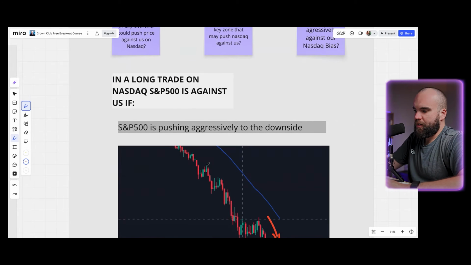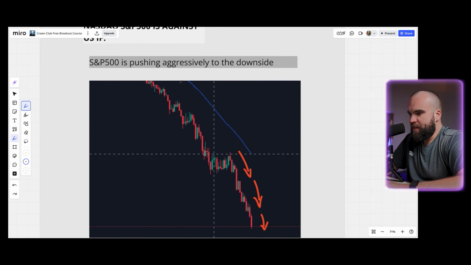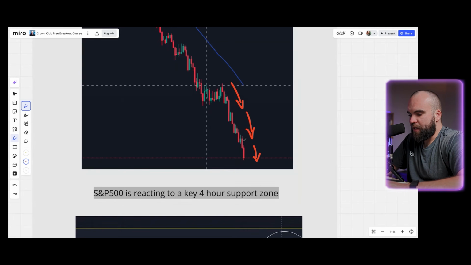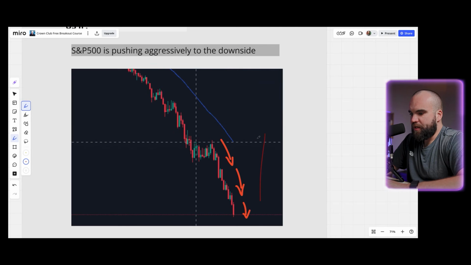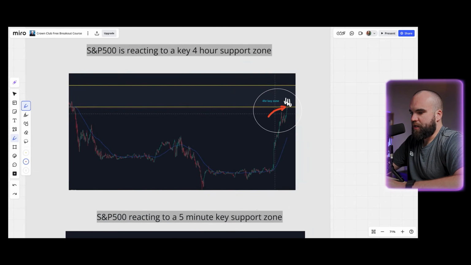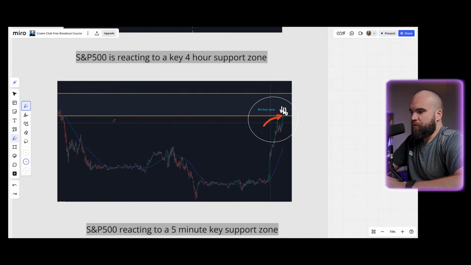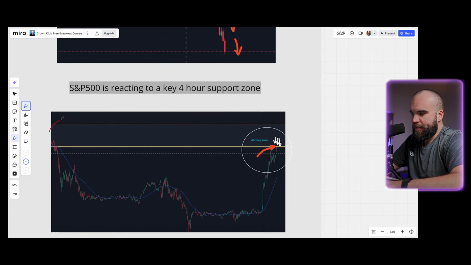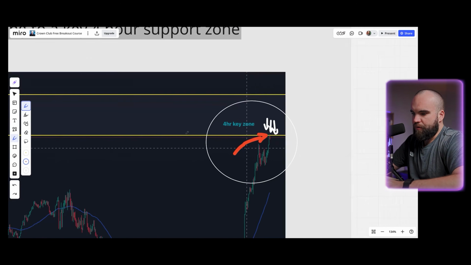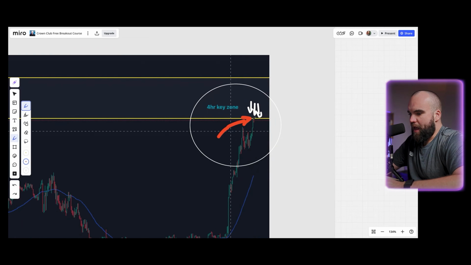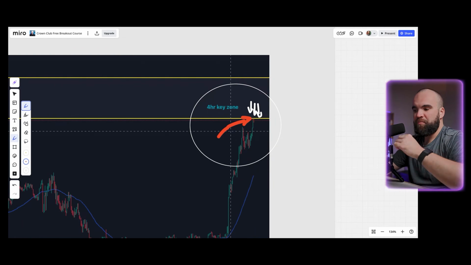So let's have a look at examples of this. Here we can see the S&P is aggressively pushing to the downside, which would mean that if we're trying to take buys in this example, it would be silly to take buys on NASDAQ when the S&P 500 is doing this. That's when we sit out of a trade if you're trading NASDAQ. Then here we've got the S&P 500 reacting to a key level on the 4-hour zone. If we're trying to take buys on NASDAQ, we're going to get completely wrecked because price is going to react here statistically very soon and push downward.